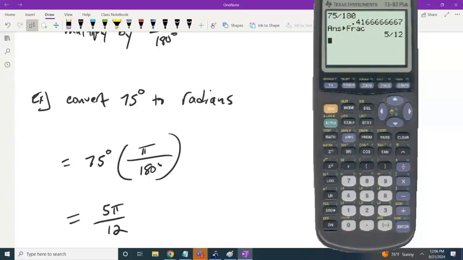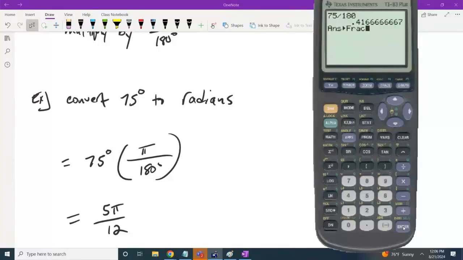Can you repeat the step you take to get the fraction? On a calculator? Yeah. Okay. I put in 75 divided by 180. And then when I hit enter, it converts it to a decimal, right? 0.411. In order to convert that decimal to a fraction, you want to hit math. And under math, that first key is the fraction key.